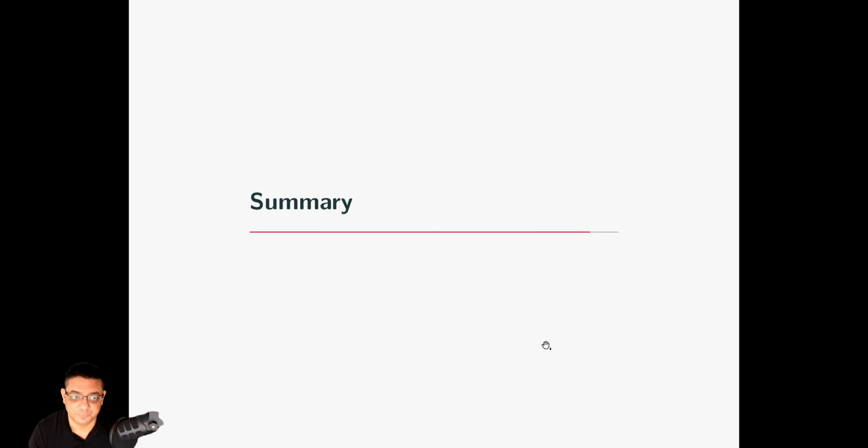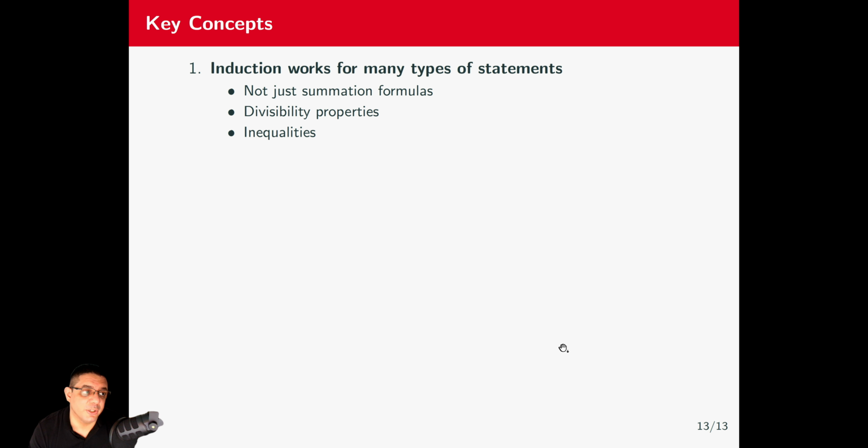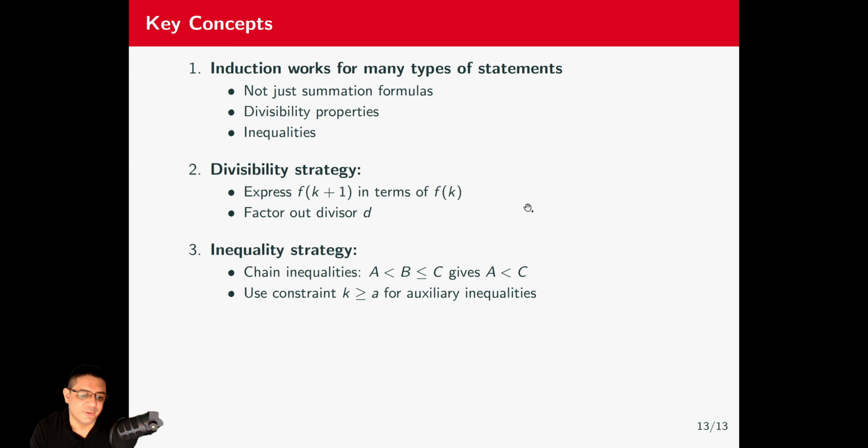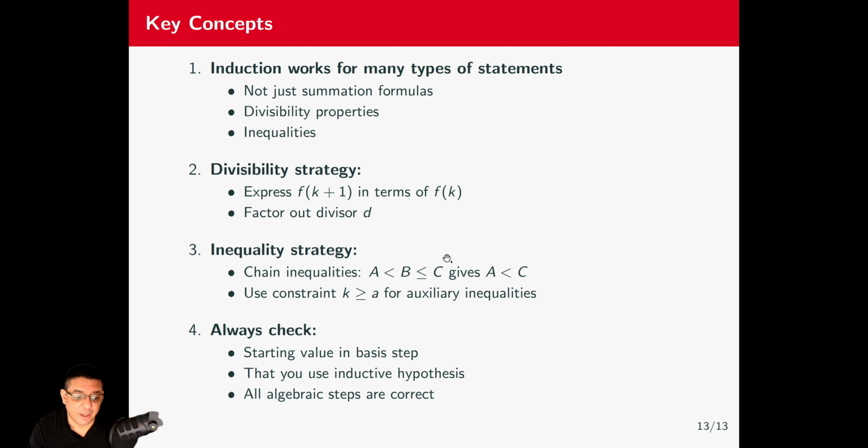So in summary, we just show that induction works for many types of statements, not just summation formulas, but you can use divisibility, inequalities. The divisibility strategy is expressing the k plus 1 terms in terms of the f of k and factor out the divisor d. And the inequality strategy is always about chaining inequalities, where the initial constraint is going to help me out, facilitate the other inequalities. Always check that you're doing the initial step, that you're using the inductive hypothesis on your proof, and then all the algebraic steps are correct.